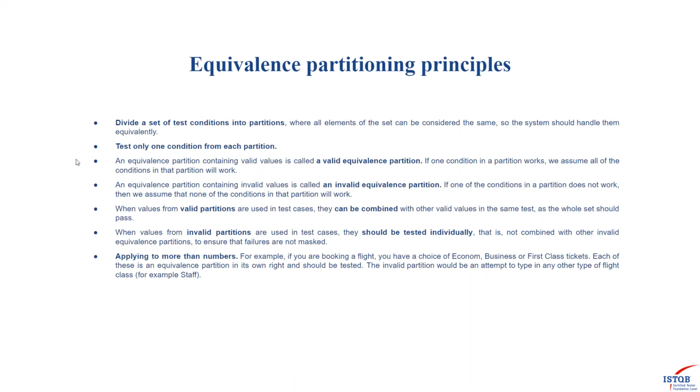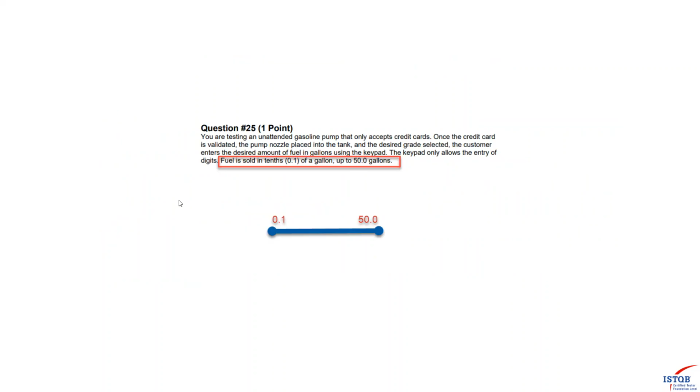As usual, we need to start from divide a set of test conditions into partitions. We don't have a lot details in the description. Because of that, we can find only one equivalence class. We know that these values 0.1 and 50.0 are included in the valid partition. That's all.